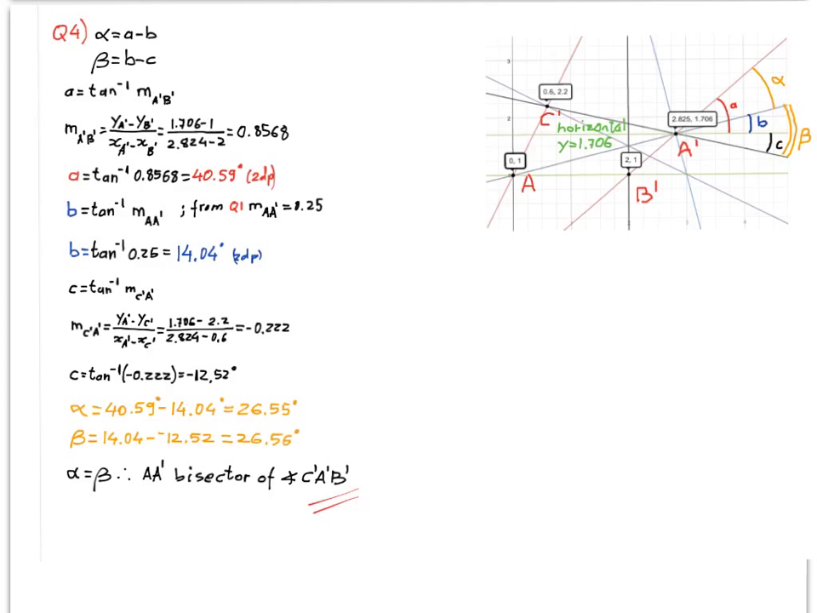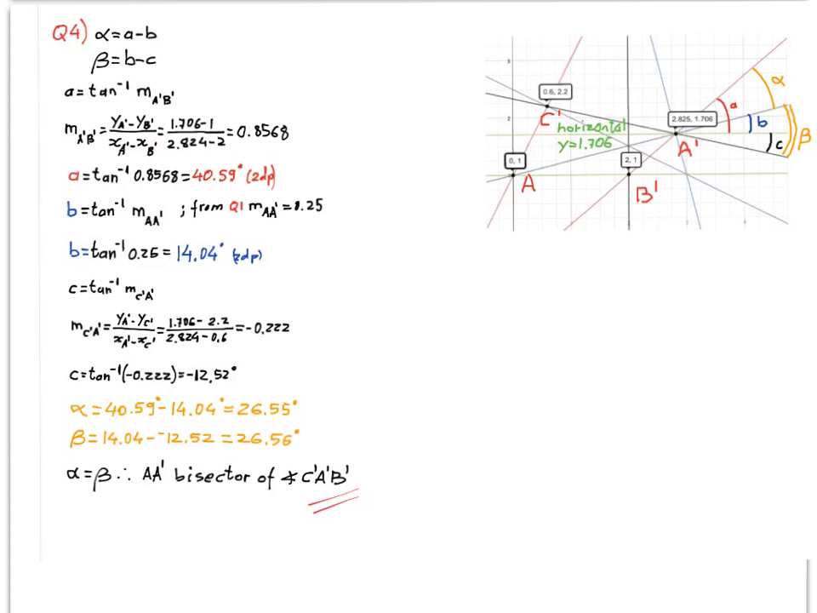Now I know that angle A is the inverse tangent of the gradient of A prime, B prime. So A is equal to tan to the minus 1 of the gradient of A prime, B prime. I need to find now the gradient of A prime, B prime, which is y A prime minus y B prime over x A prime minus x B prime.